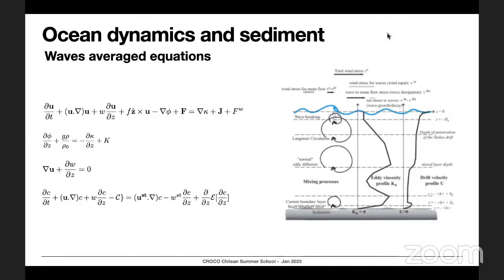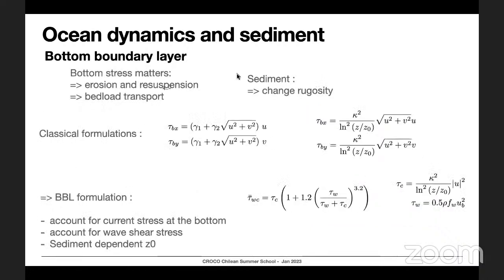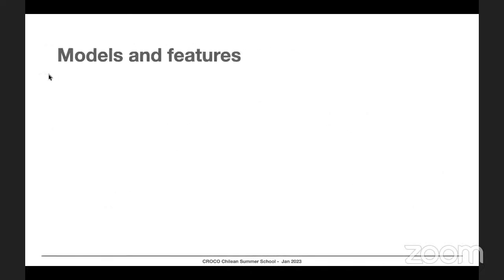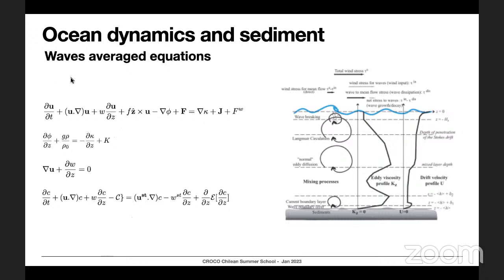So the wave-averaged equations. I think Swen explained this yesterday, and did it better than me. If you want to consider the influence of the waves on your circulation, you will have additional terms appearing in your primitive equations.